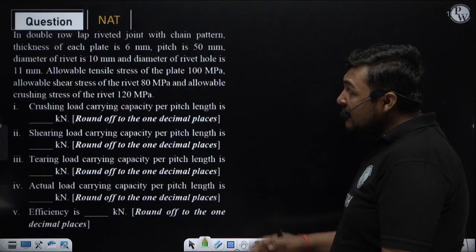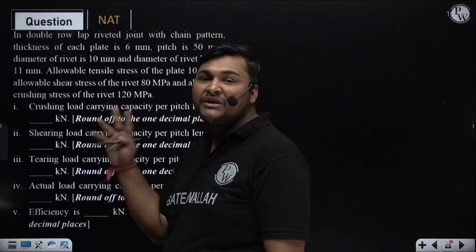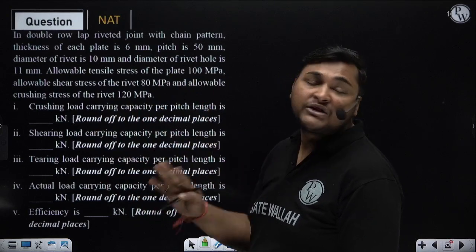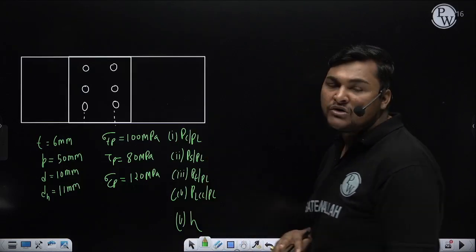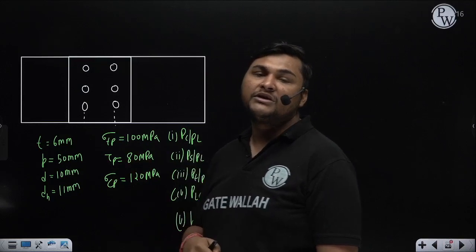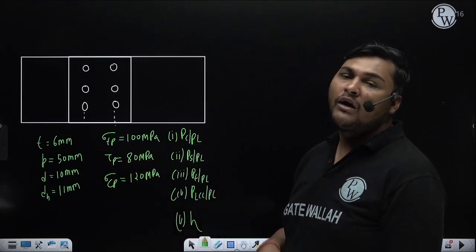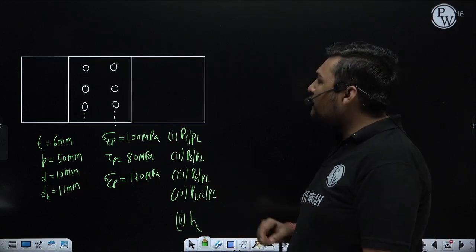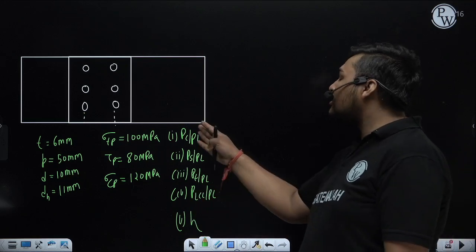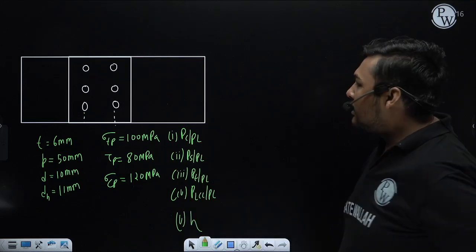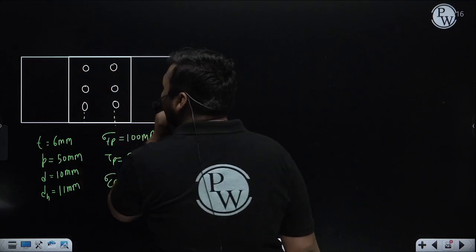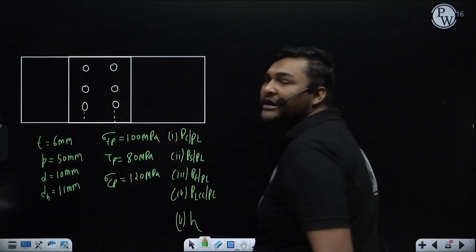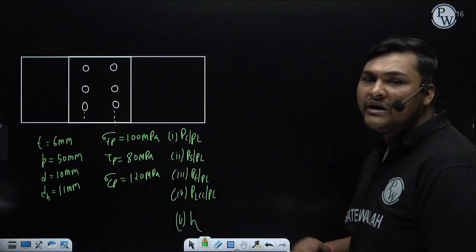Here you can see the number of rivets in each row is not given. The number of rows is given, it is double row, and the number of rivets in each row is the same, but how many rivets are in each row is not given in the question. Also the width of the plate is not given. Instead of width, the pitch of the rivet is given, it is 50 mm. So here we will calculate load carrying density per pitch length, if efficiency is asked in the question. The number of rows is 2, but we don't know the number of rivets in each row. That's why I drew this dotted line, because I don't know the number of rivets in each row. But the number of rows is 2, that is given in the question.